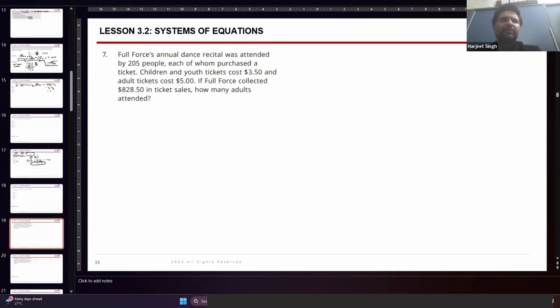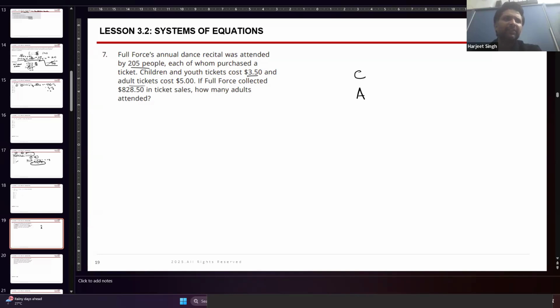Next. Okay, so this is a word problem. Full Force's annual dance recital was attended by 205 people, each of whom purchased a ticket. So the number of people is 205. Now, who are the people? Children and youth tickets cost 3.5 and adult tickets cost 5. So there is a clear bifurcation between children and adult. So that is what I will write here. I will write children and adult.